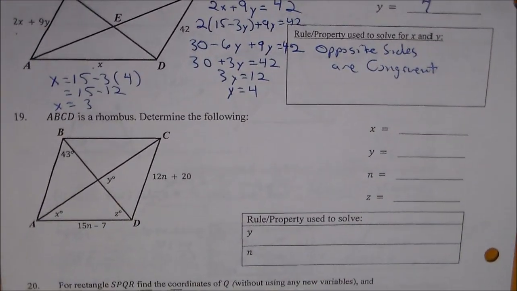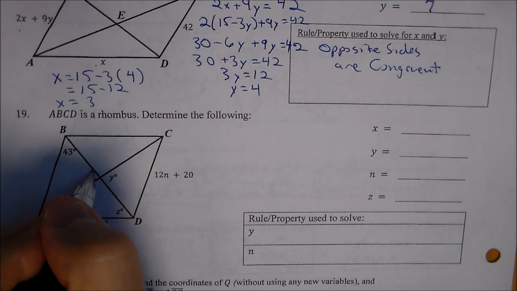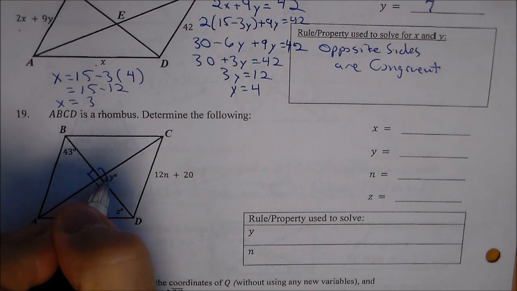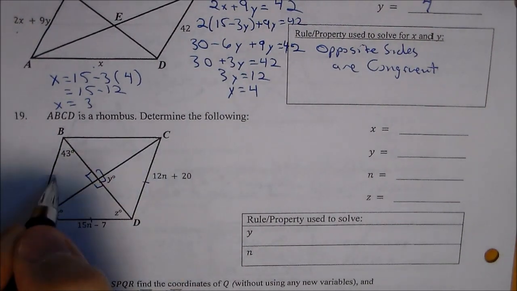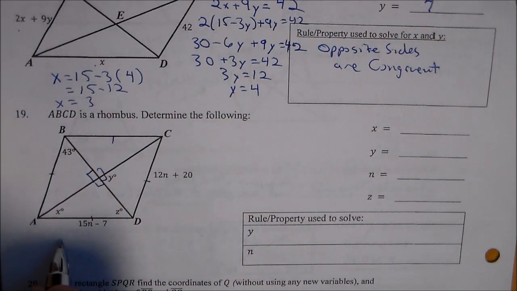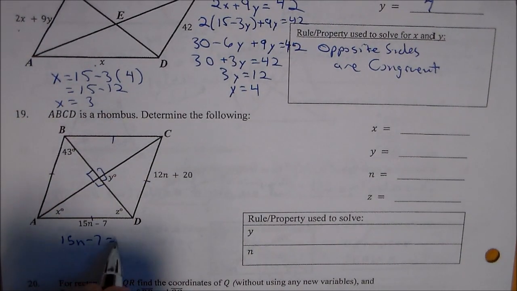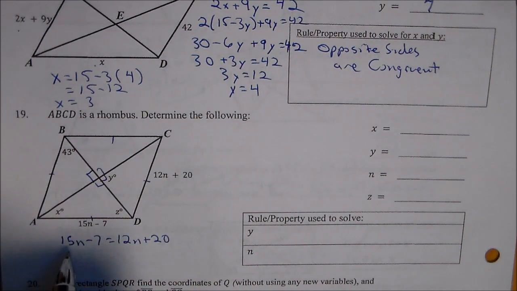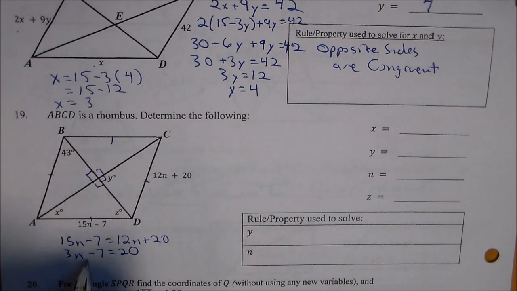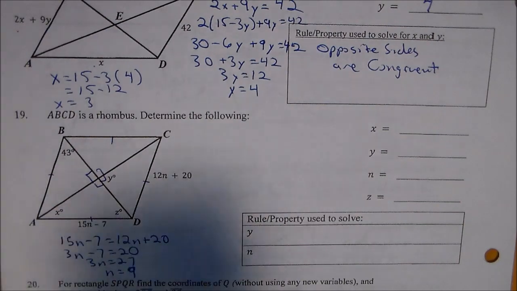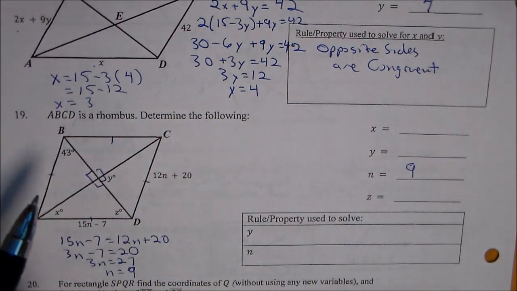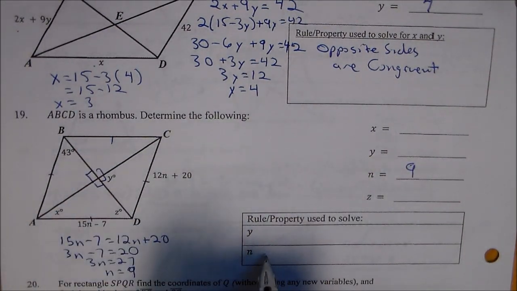For our next problem, we have a rhombus. And a rhombus, first off, we know that diagonals are perpendicular, and we know that all the sides are congruent. So let's get n out of the way first. 15n minus 7 equals 12n plus 20. If we subtract the 12n, we get 3n minus 7 equals 20, or 3n equals 27. So n is 9. And this was congruent sides.